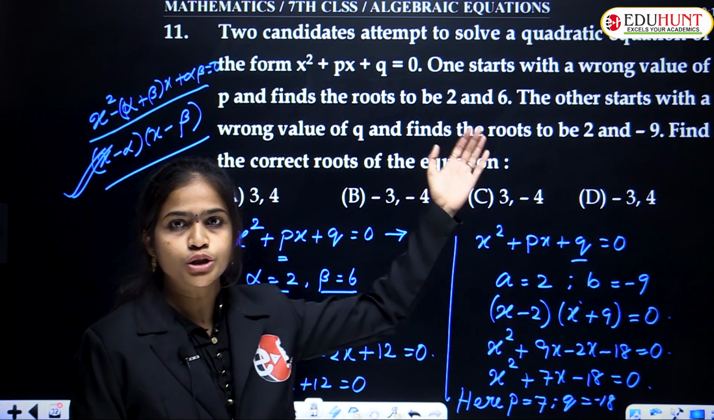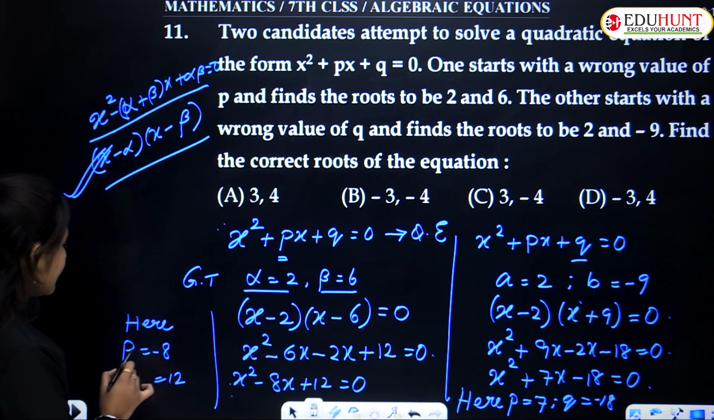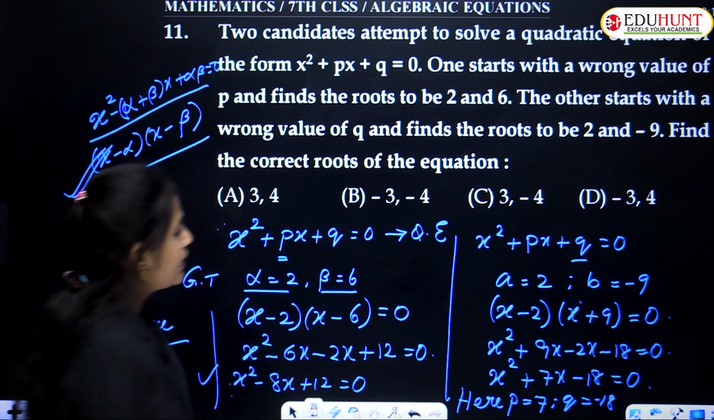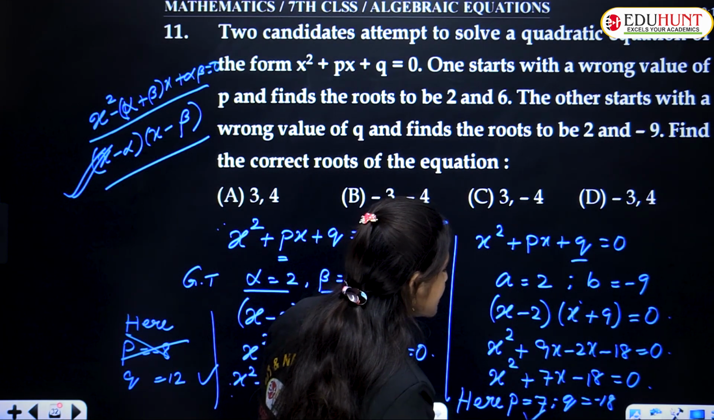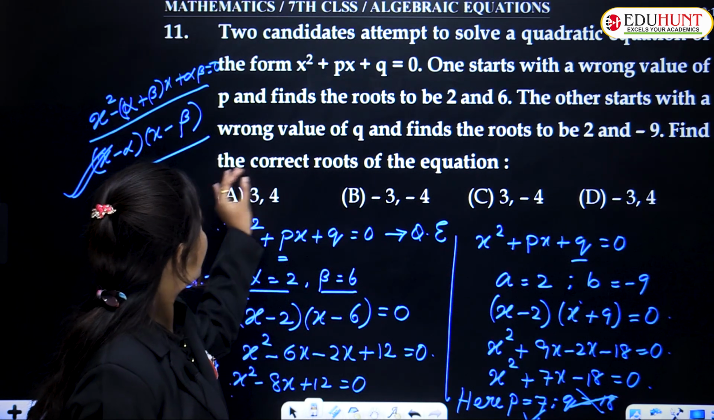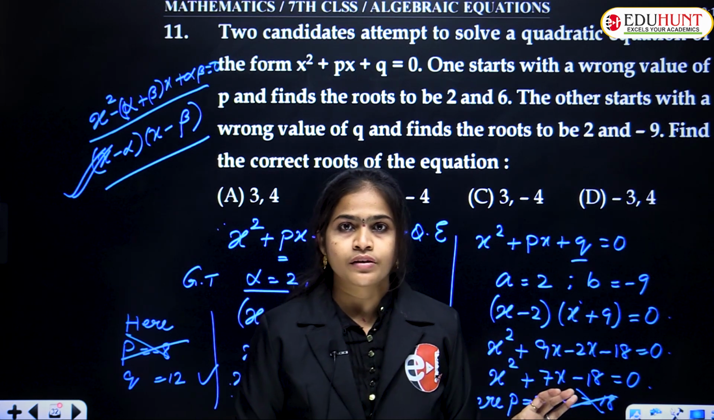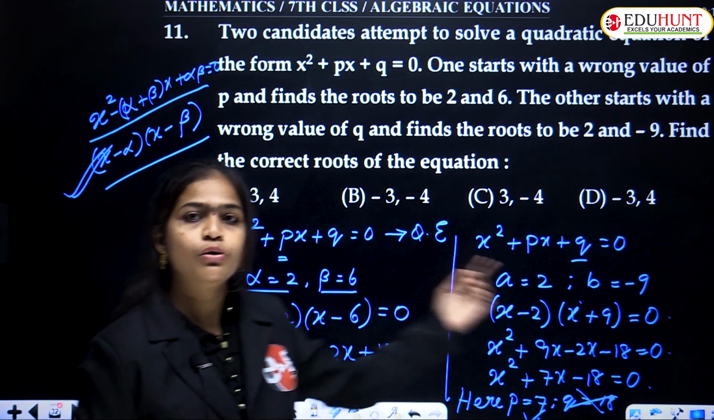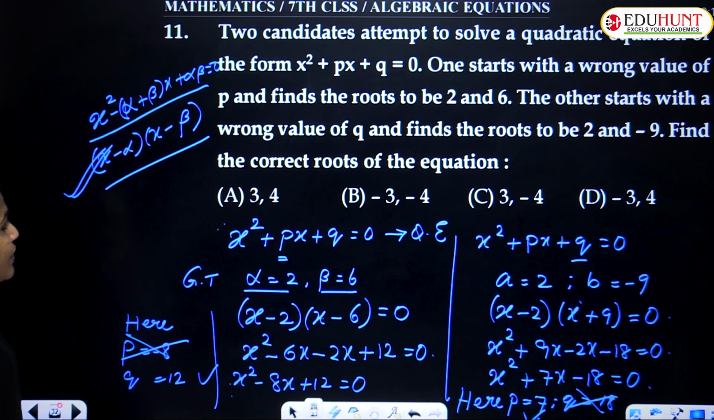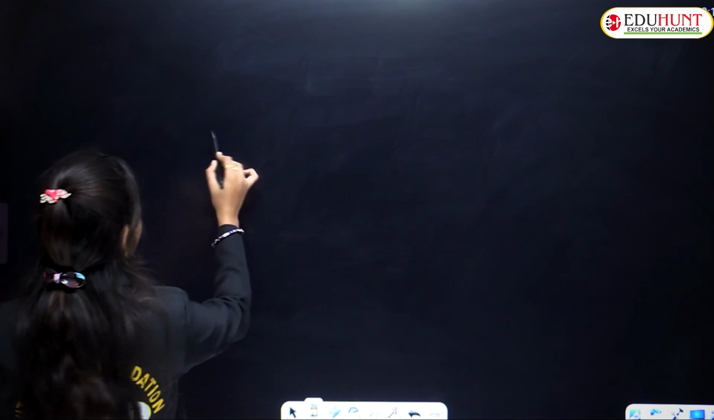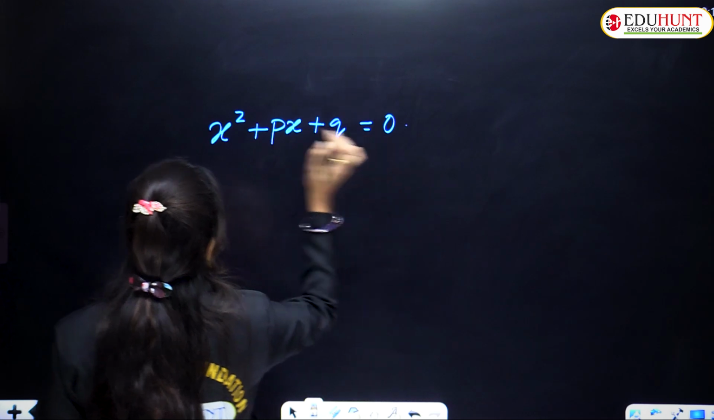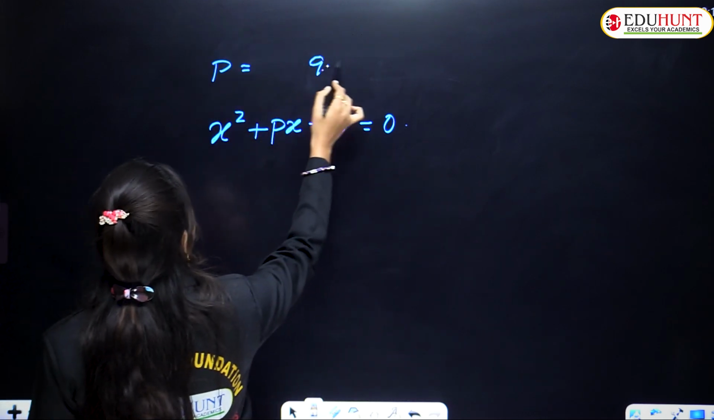But as per the given question, what they are saying is, the first person took the p value as wrong and q as correct. Next, the second person took the p value as correct and the q value as wrong. After that, they say find the correct roots of the equation. Now we have the correct value of p and also the correct value of q. So substitute those two values here. The given equation is x square plus px plus q is equal to 0.